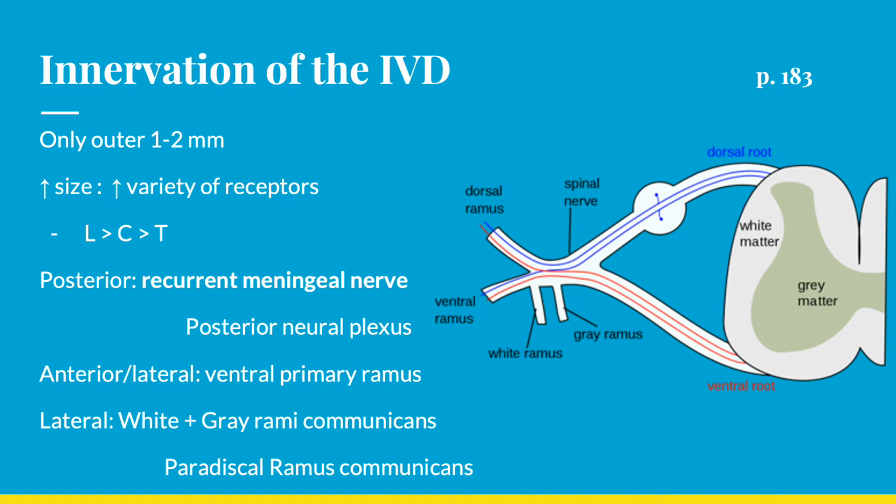And then on the anterior or lateral side, you have the ventral primary ramus. And then laterally, you have white and gray rami communicans. Just remember, those are exactly what they sound like. Those are two different rami communicans. One of them is myelinated, so white, and one of them is unmyelinated, which is gray. Finally, on that side, you also have the paradiscal ramus communicans.